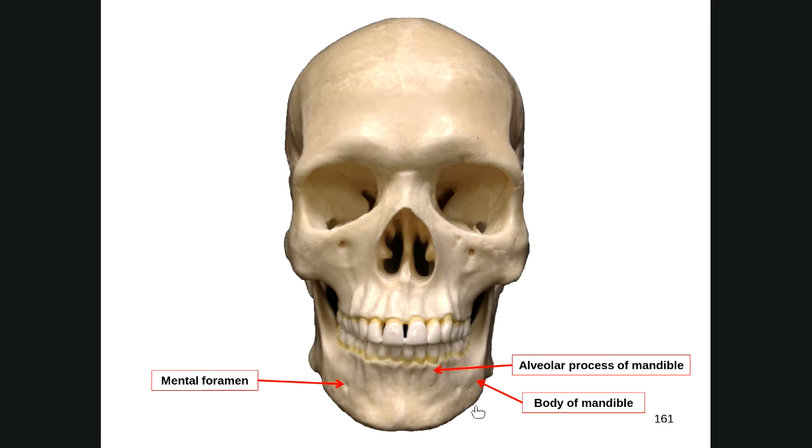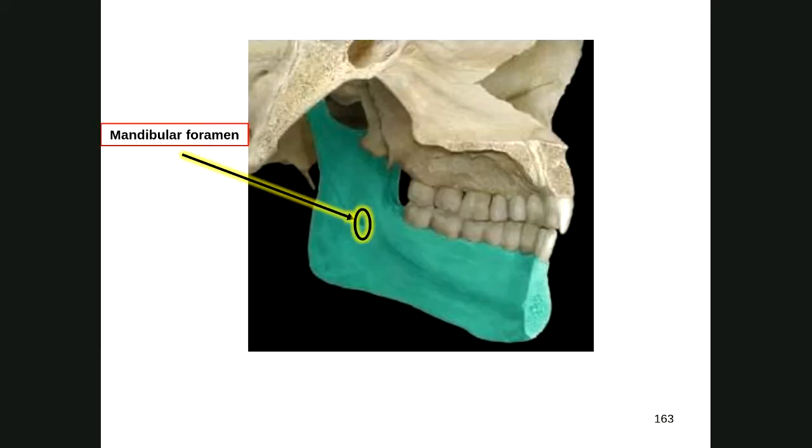There we go. Then you can see our nice alveolar processes of the mandible, and then our mental foramen, one over here, one over here. And then you should have this one here, kind of drawn in on your model, but that's the mandibular foramen. That's on the inside of the mandible.